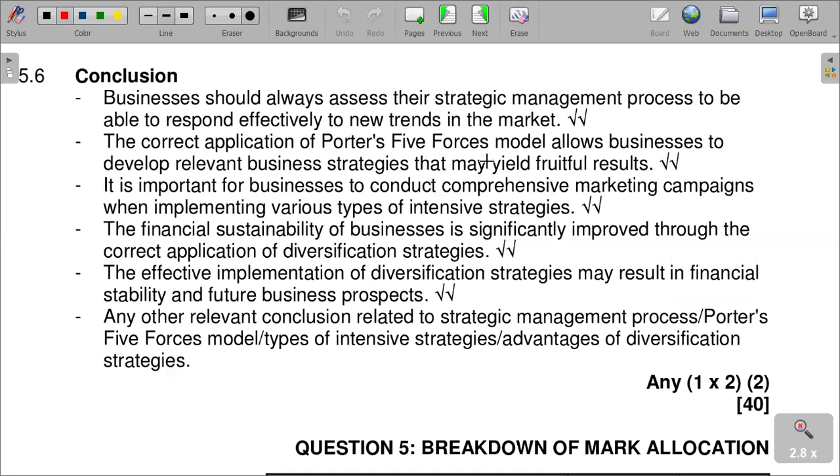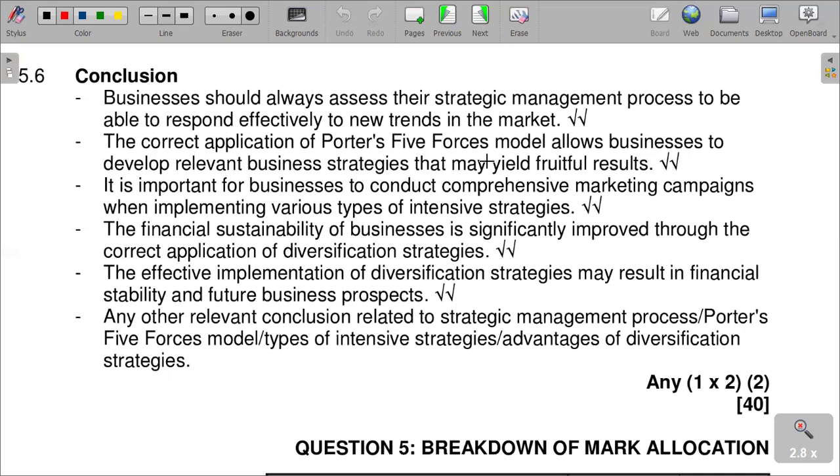And then conclusion. Obviously, remember that you are writing an essay. So you need to understand that in your essay, you must discuss it, and you must also be able to identify the key points, which we are saying: businesses should always assess their strategic management process to be able to respond effectively to new trends in the market. The correct application of Porter's five forces model allows businesses to develop relevant business strategies that may yield fruitful results.